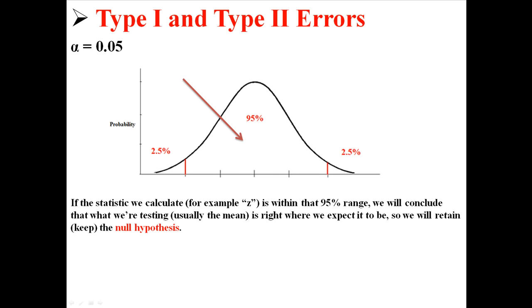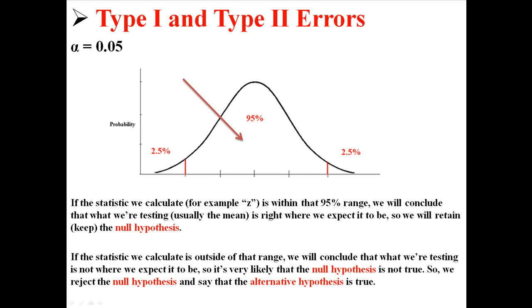Now, if the statistic that we calculate, like for example a z or a t, is within that 95% range, we can conclude that what we're testing, usually the mean, is right where we expect it to be, and so we will retain or keep the null hypothesis. The mean is right where we assumed it would be, so we're going to stick with our initial assumption.